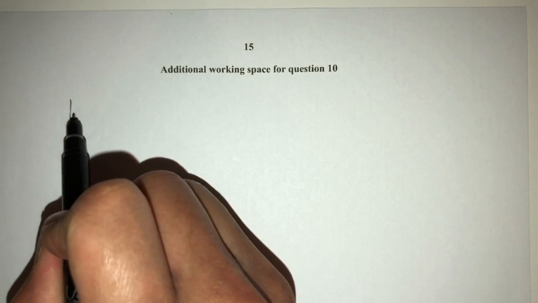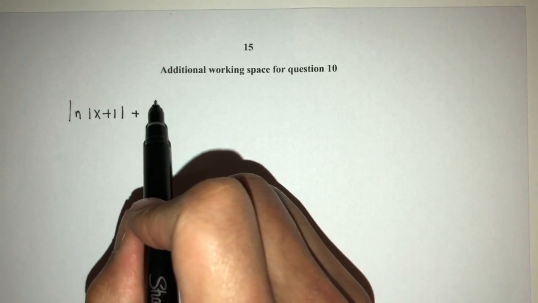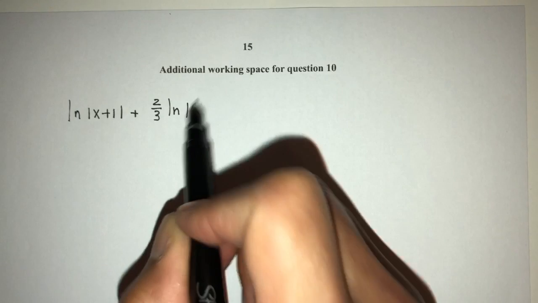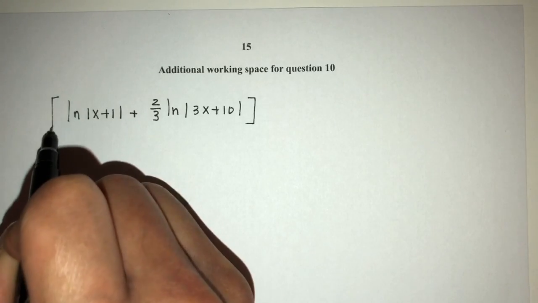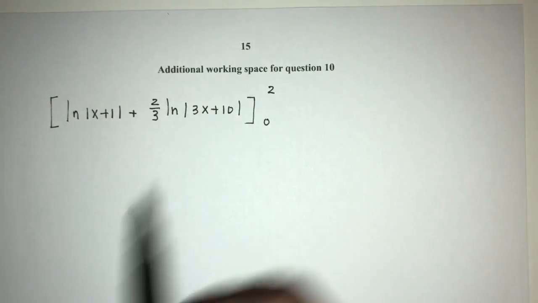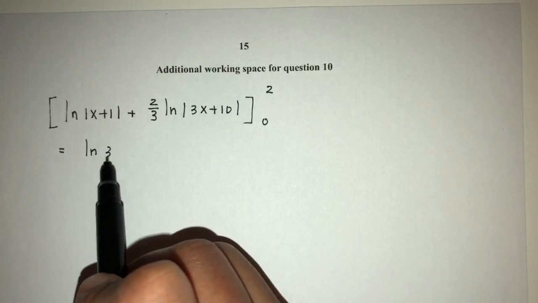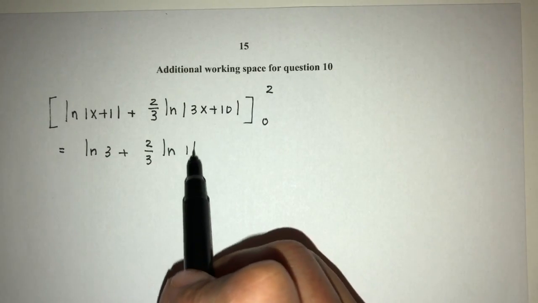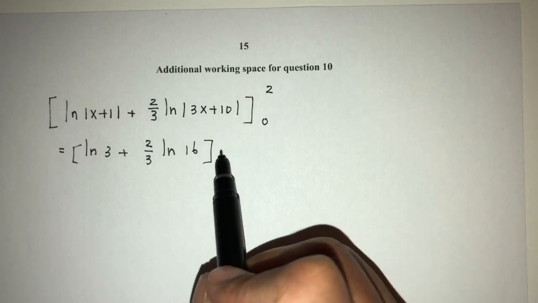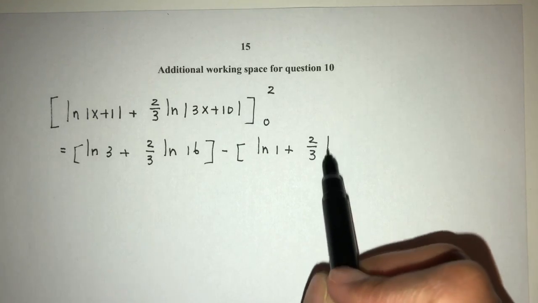So let me write this down again so we can have a better understanding. ln of 3x plus 10 between the limits of 2 and 0. So first replace the value of 2 here. You will have ln of 2 plus 1, which is 3, plus 2 over 3 ln of 6 plus 10, which is 16, okay, and then minus ln of 1 plus 2 over 3 ln of 10.